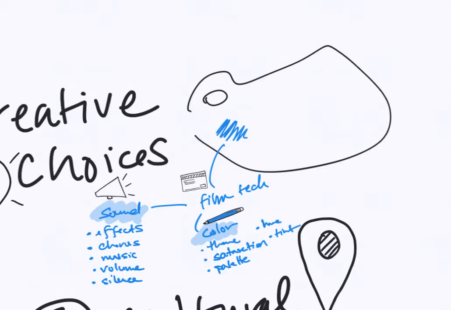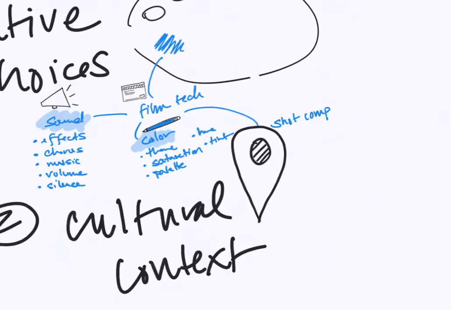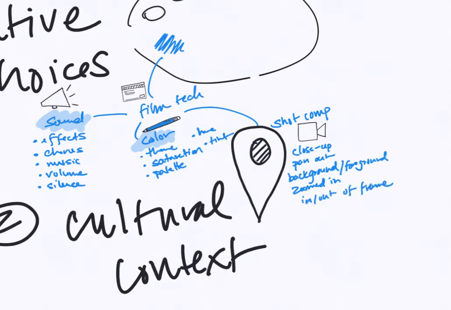In addition to that, film technique also includes shot composition. And shot composition includes things like whether we're doing a close-up, whether we are panning out, whether something is in the background or the foreground, right? All of those things. Whether something is zoomed in, whether something is in or out of frame. So all of those things also matter, okay?